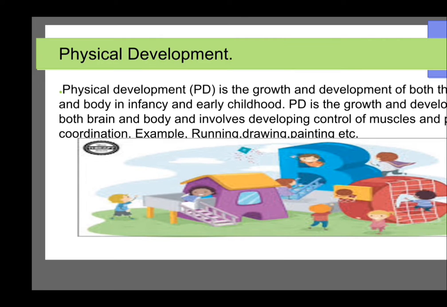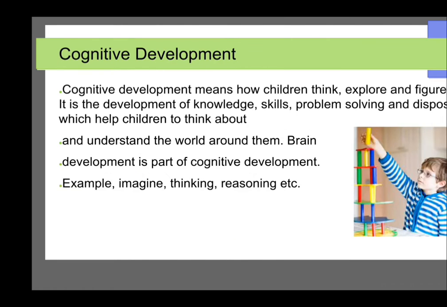Then let's see what is physical development. Physical development is the growth and development of both the brain and body in infancy and early childhood. It involves development control of muscles and physical coordination, for example running, drawing, painting, etc., in which the brain and the hand both should be involved. That is called physical development.